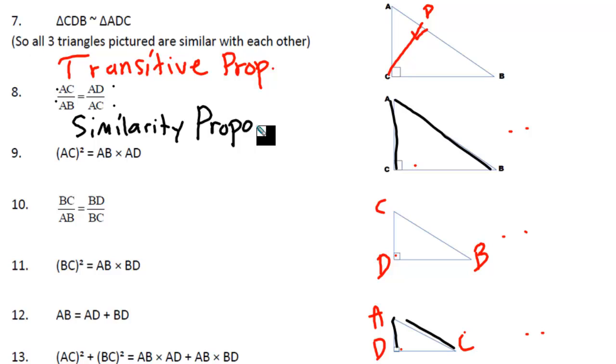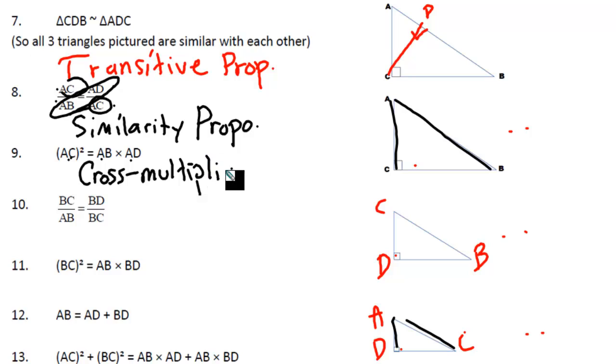Then they're saying that AC times itself is AB times AD, and that is simply a cross multiplication statement. That's just doing algebra.